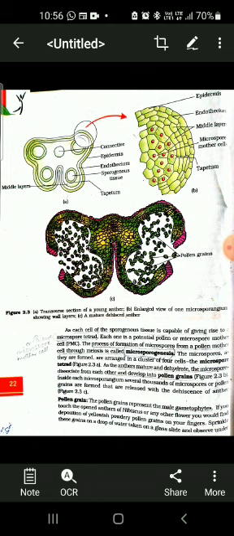If you see your book on page number 23, figure 2.4, you find different shapes and structures of pollen grains. These pollen grains have two protective layers. The outer one is known as exine, and it is made up of a hard material called sporopollenin, which is the most resistant organic material known. It can withstand high temperature and strong acid and alkali. No enzyme that degrades sporopollenin is so far known.